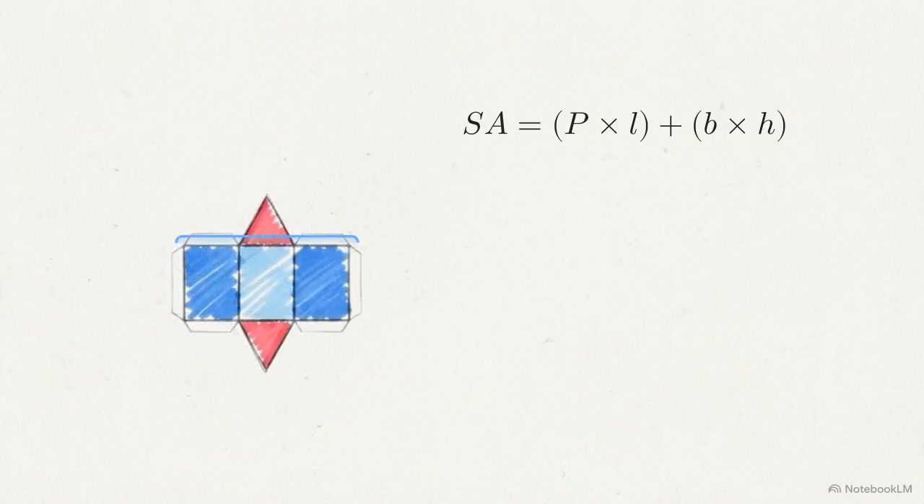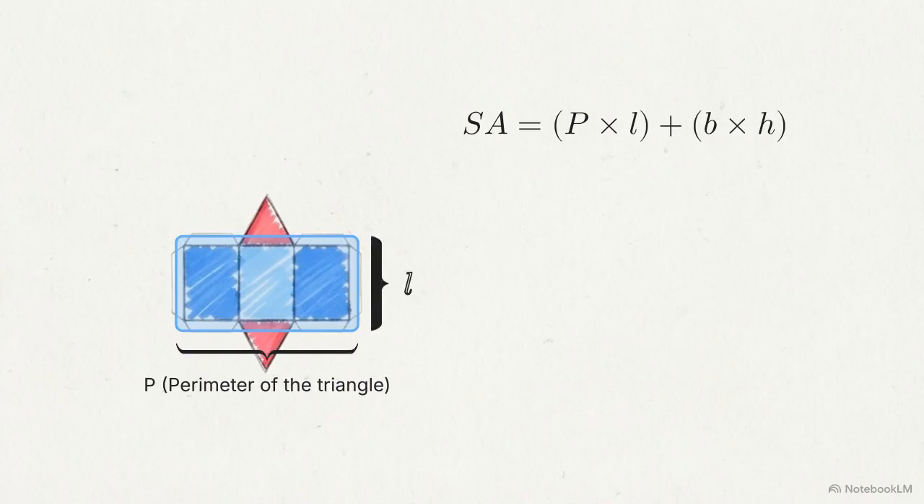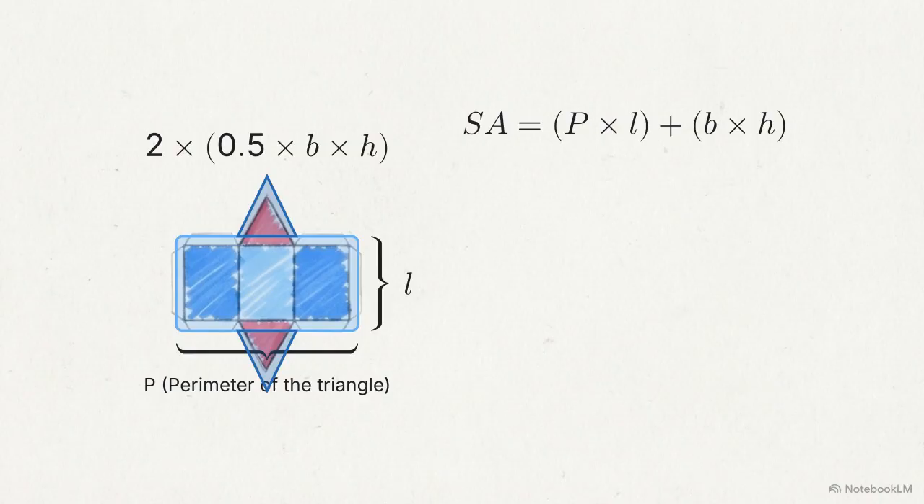Here is why the first half of that formula works. When you unroll the 3 rectangular sides of the prism, they form one large rectangle. The total width of that rectangle is exactly equal to the perimeter of the triangle. For the second half, you have 2 identical triangle bases. Finding the area for both means multiplying 2 times 0.5 times the base times the height. That mathematically simplifies down to just the base times the height.